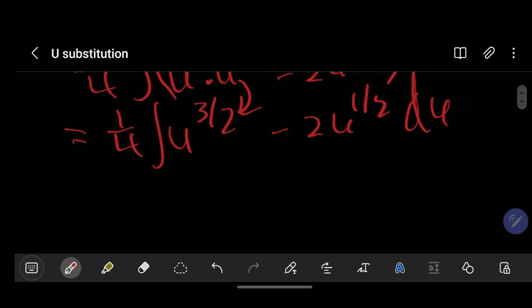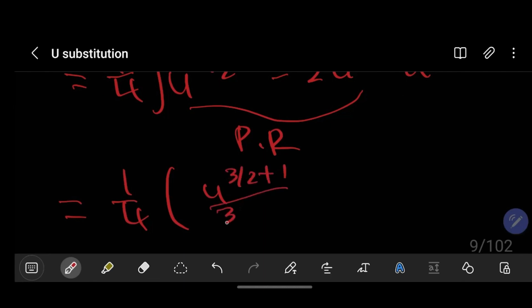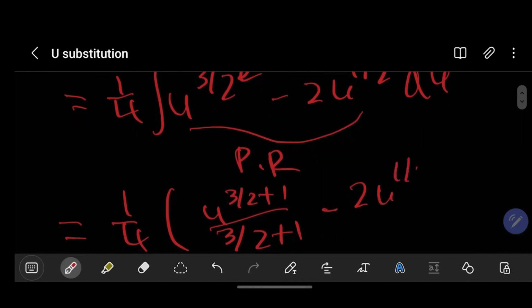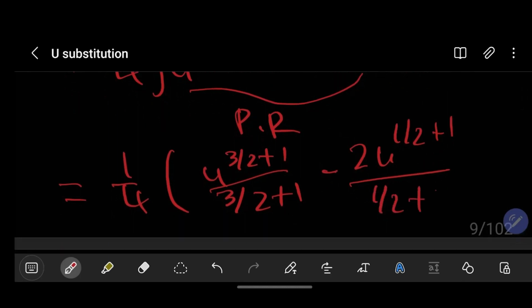So now we can see that we are now in the power rule. Familiar one, the power rule. So solving for this, we'll get this as 1 by 4 into u to the 3 by 2 plus 1 all over 3 by 2 plus 1, minus 2 u to the half plus 1 all over a half plus 1 plus c. Don't forget the c because we are now implementing the power rule.